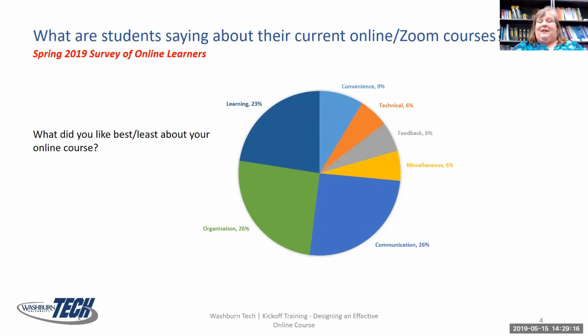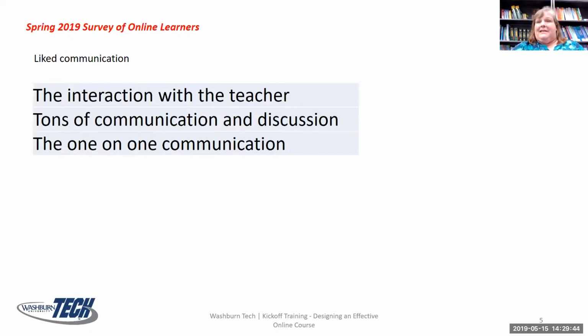6% of the responses dealt with technical issues in D2L. 6% of their responses dealt with feedback, specifically not getting grades back on their assignments in a timely manner. 6% of the comments were miscellaneous in nature. 26% of the comments had to do with communication or lack of communication, and similarly, 26% of the comments had to do with organization or lack of organization of the course. So let's take a look at some specific student comments.